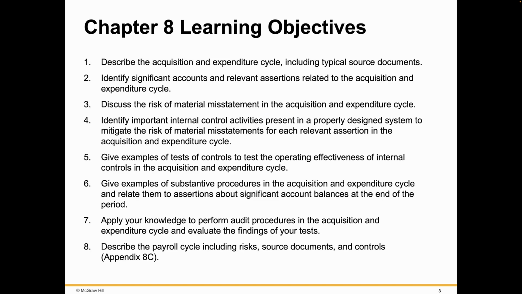So here are our learning objectives for this chapter. We're going to describe the acquisition and expenditure cycle, typically looking at some source documents. We're going to identify significant accounts and the relevant management assertions that relate to the acquisition and expenditure cycle. We're going to discuss the risk of material misstatement in the acquisition and expenditure cycle. And we're going to identify important internal control activities that are present in a properly designed system to mitigate that risk of material misstatement for each relevant assertion in the acquisition and expenditure cycle.